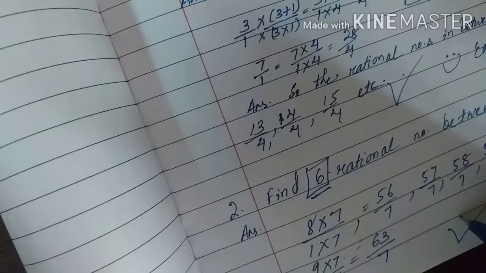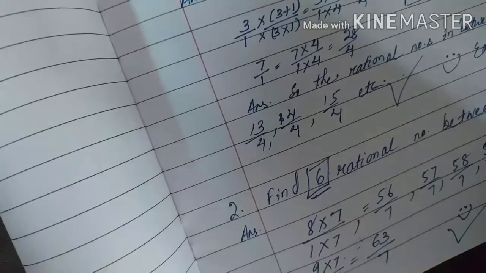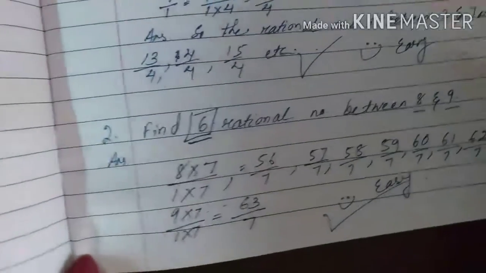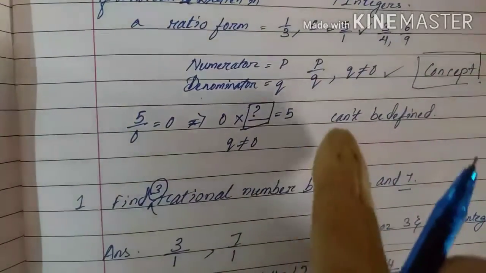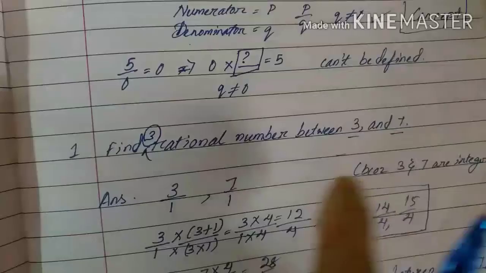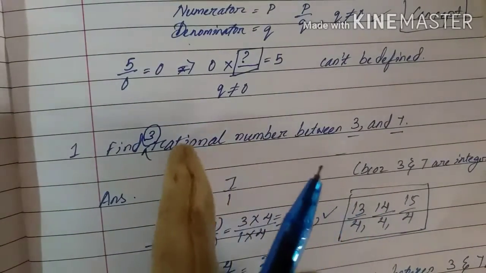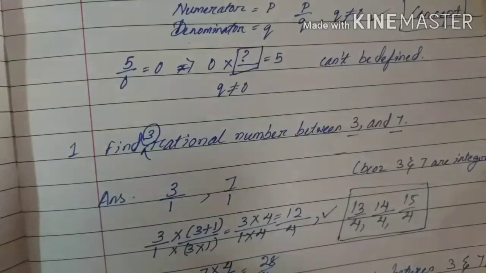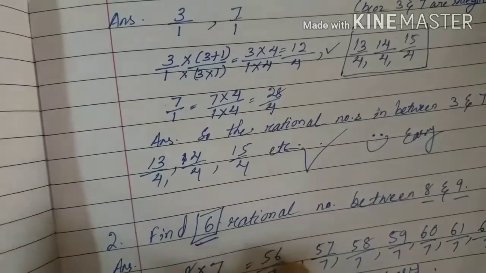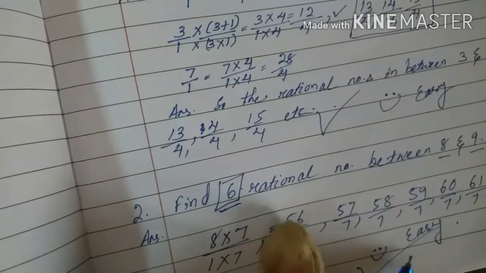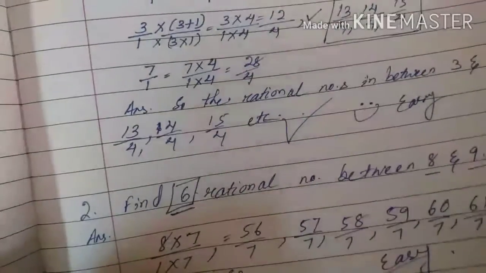So we got the 6 rational numbers. Very easy, isn't it, children? So what we did, as you know, if a number is in the integer form, you write it by 1, where Q is not equal to 0. So if you have to get 3 rational numbers, you just multiply with the next number, so 3 into 4. Got the numbers? Similarly, if it is 8 and 9, and you have to find 6 numbers, you multiply with the next number, that is 7. 8 into 7 is 56. Now let me take another example for your easy understanding.